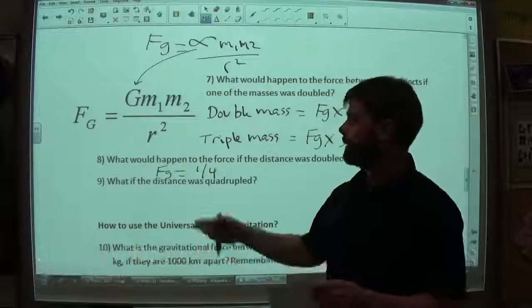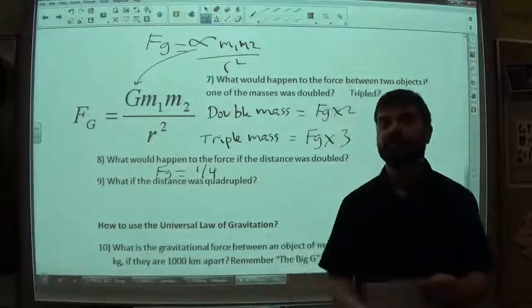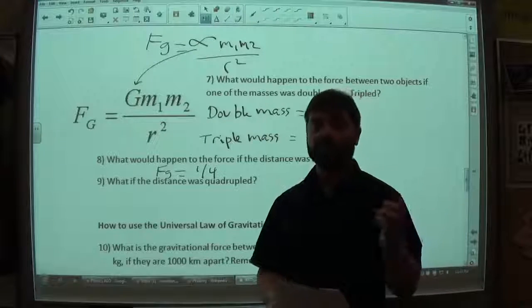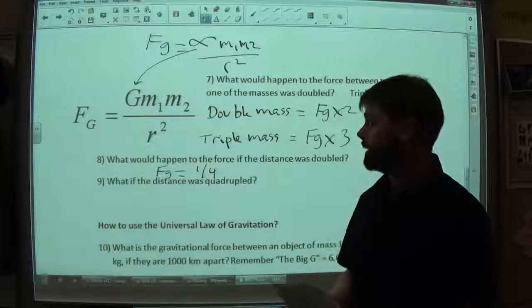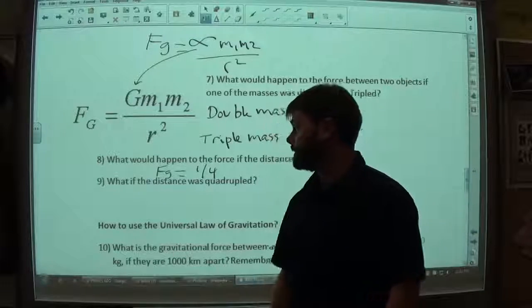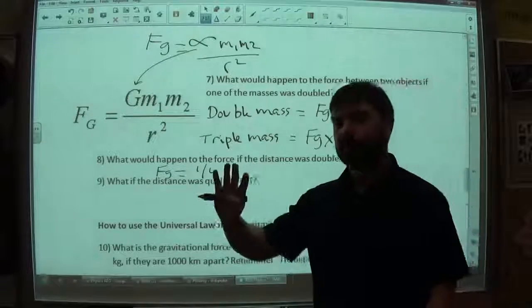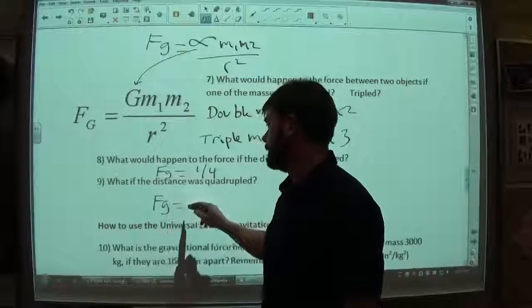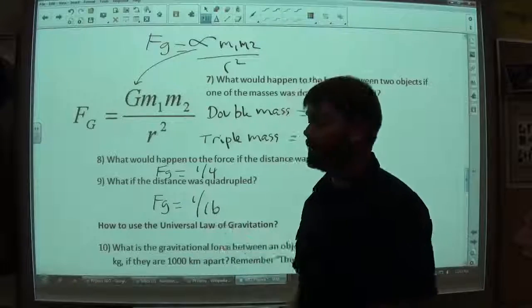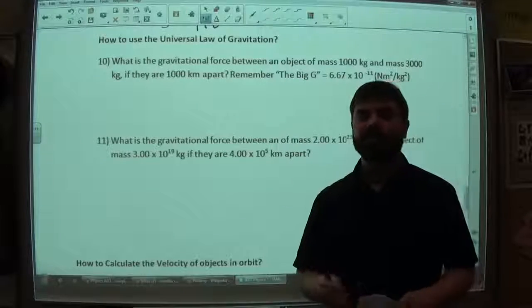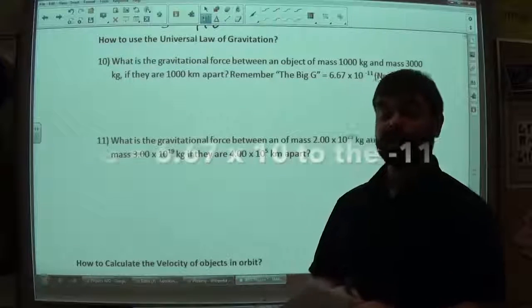A lot of people think, well, this is twice as large, I'm dividing by that. Why isn't it half? Because 1/2 squared is a half times a half, which is a quarter. And the same thing happens if the distance was quadrupled, or multiplied by 4: you get 1/4 squared. That means all of a sudden your gravitational force is going to be 1/16 of whatever it was before. So now we're going to actually try to apply the universal law of gravitation.